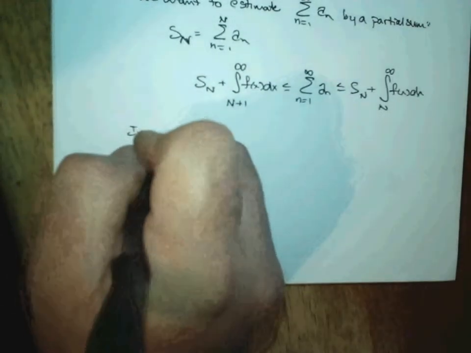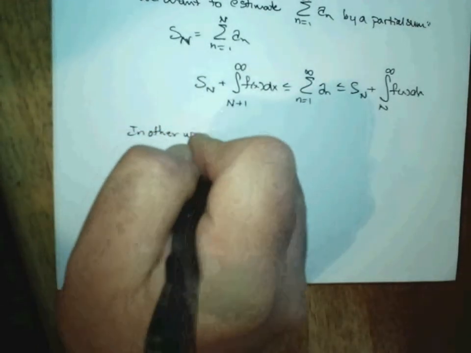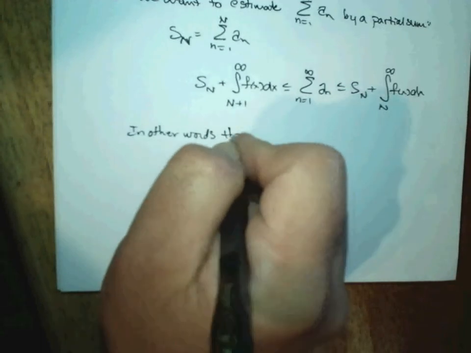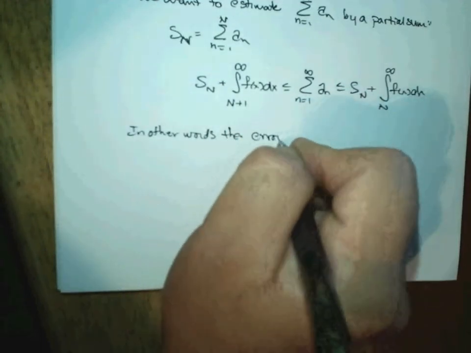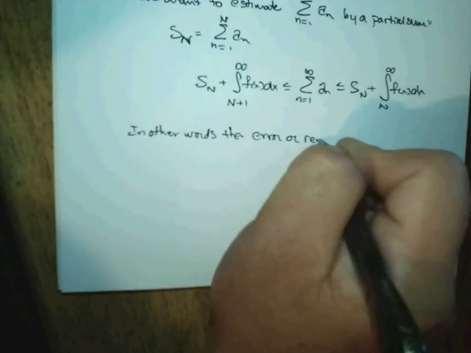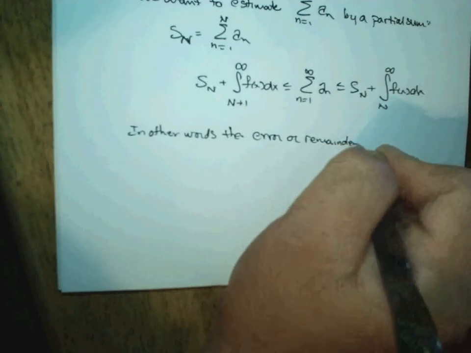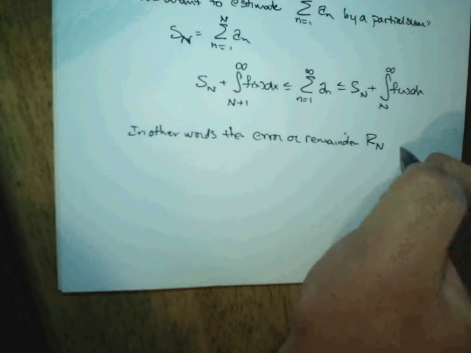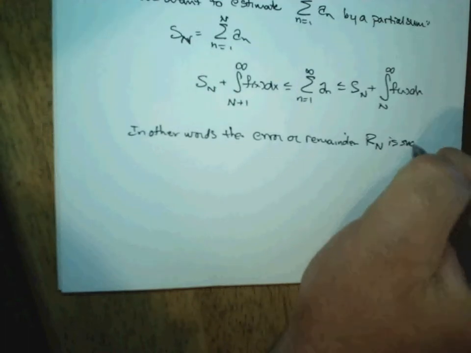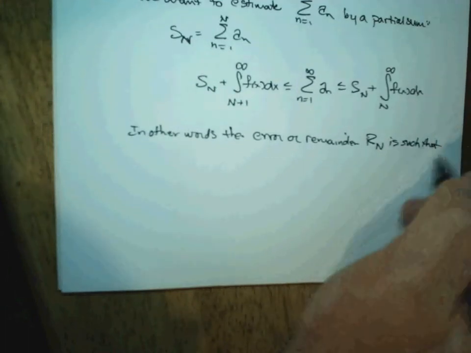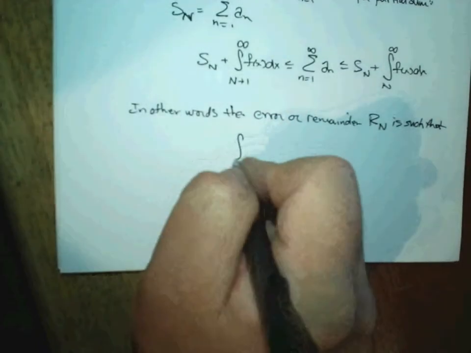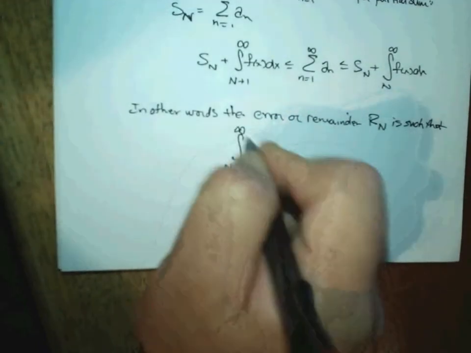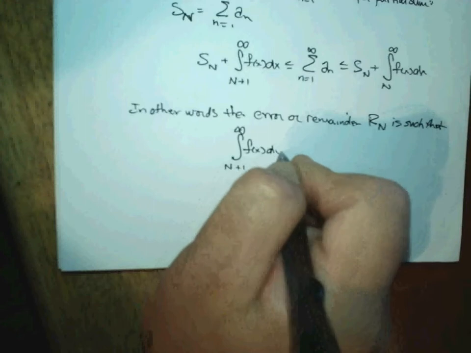In other words, the error or remainder R sub n is such that it's bounded between these two integrals.